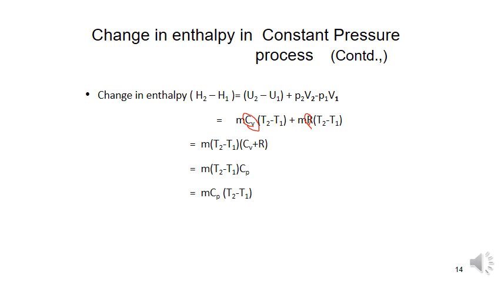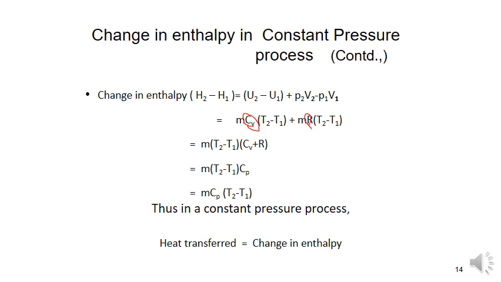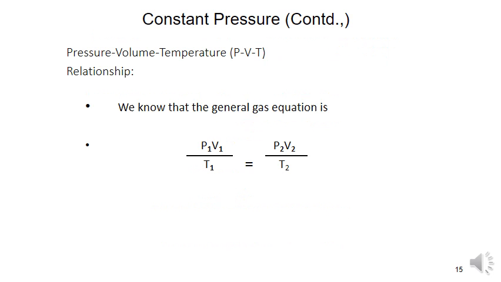Whereas in the constant pressure process, the heat transfer is equal to the change in enthalpy. The change in enthalpy is denoted with capital H, so H2 minus H1 is equal to mCp (T2 minus T1). So this is the expression for the heat transfer in a constant pressure process, where the heat transferred is equal to the change in enthalpy, whereas in the constant volume process, the heat transferred is equal to the change in internal energy.